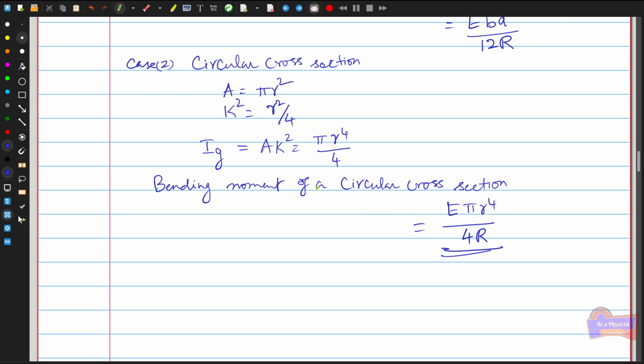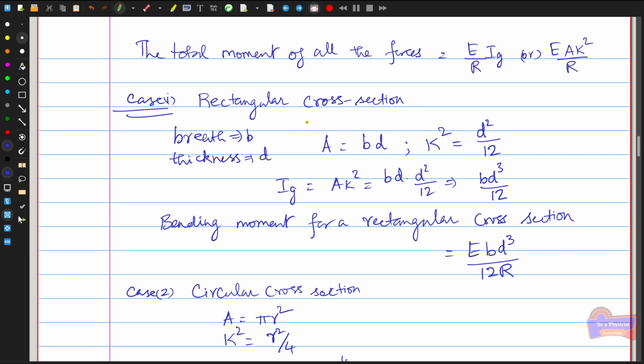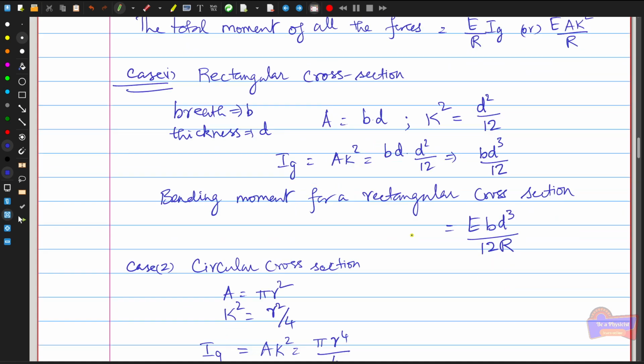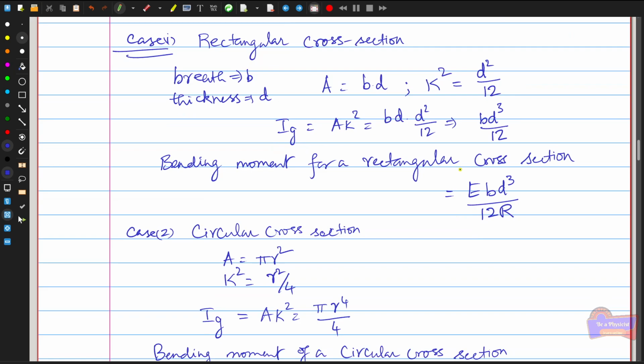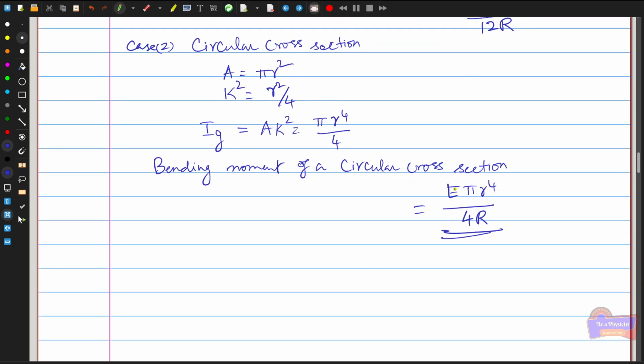Based on what material and what dimension of the beam you are using, the bending moment will change. For the rectangular cross section, it is E B D cube divided by 12R, where E is the Young's modulus, B is the breadth, D is the thickness, and R is the radius of curvature of the neutral axis. Similarly, the bending moment of the circular cross section is E times pi r power 4 divided by 4R.